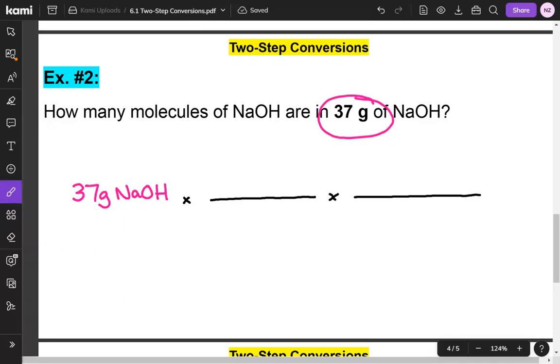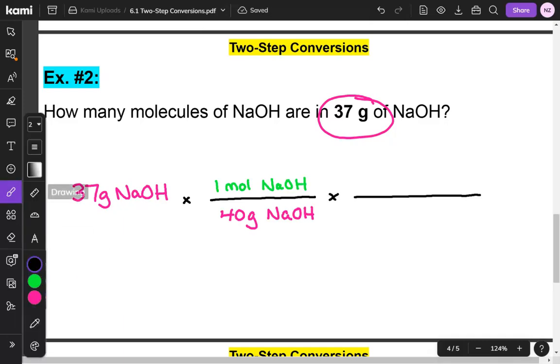Again, going from grams to moles, we're going to use the molar mass. So I've already calculated that. That is 40 grams of NaOH. And again, if you are listening to me and you're hearing me say molar mass and you have no idea what that is, you should go watch my video on molar mass.